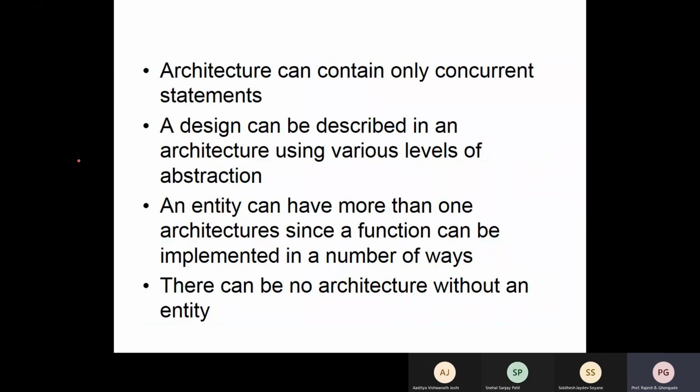Entity can have more than one architecture. That is what we have also seen in the anatomy of VHDL, because the function can be implemented in a number of ways. Remember that there can be no architecture without an entity. This entity is unique. Architectures can be many, but architecture cannot exist without an entity.